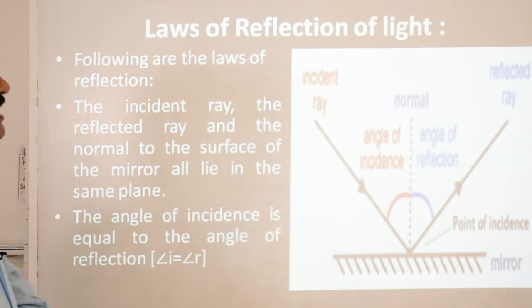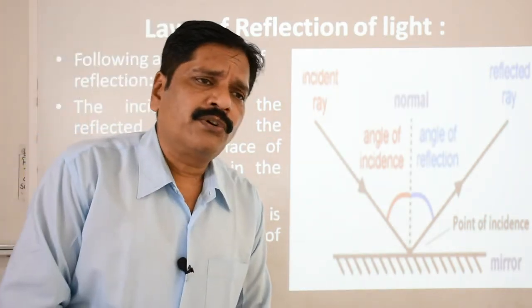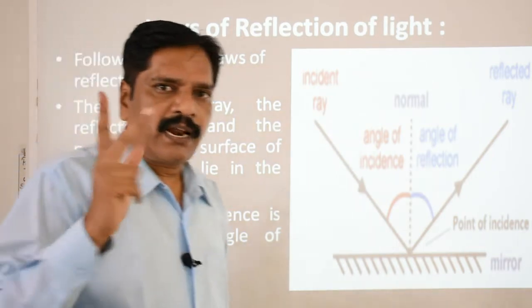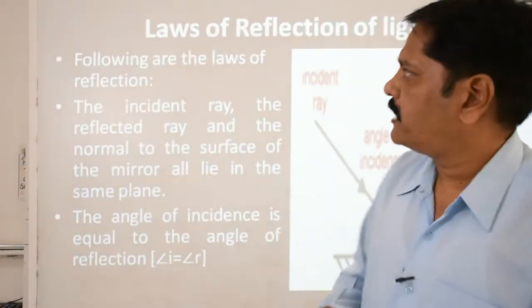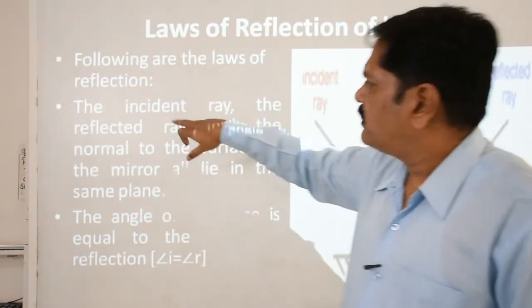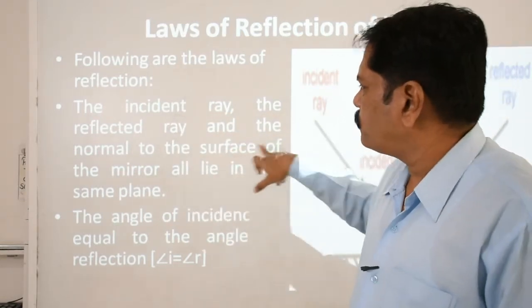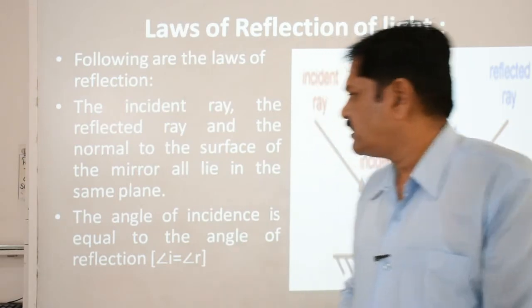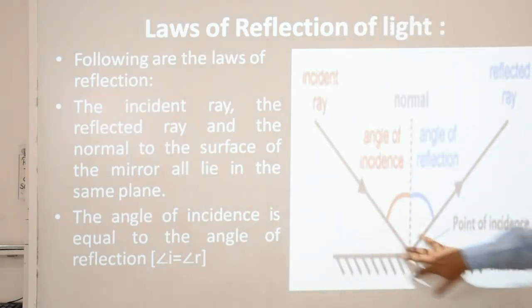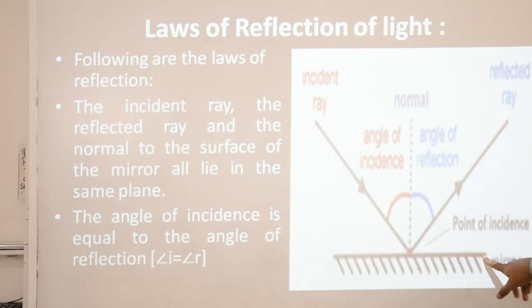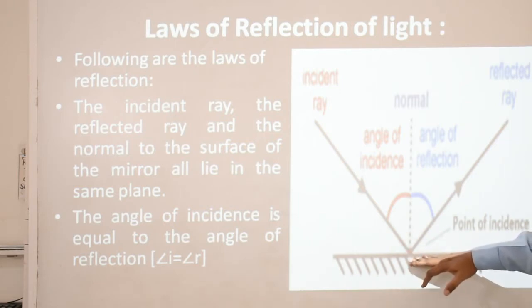Clear? Now we are going to learn the laws of reflection of light. Actually there are two laws of reflection of light. Clear? What is the first law? The incident ray, the reflected ray and the normal to the surface of the mirror all lie in the same plane. Okay, if you see this diagram, what is this? This is the plane reflecting surface. Here the shade is there, that's why it is the symbolic form of the mirror. Okay, that means it is a pure reflecting surface.